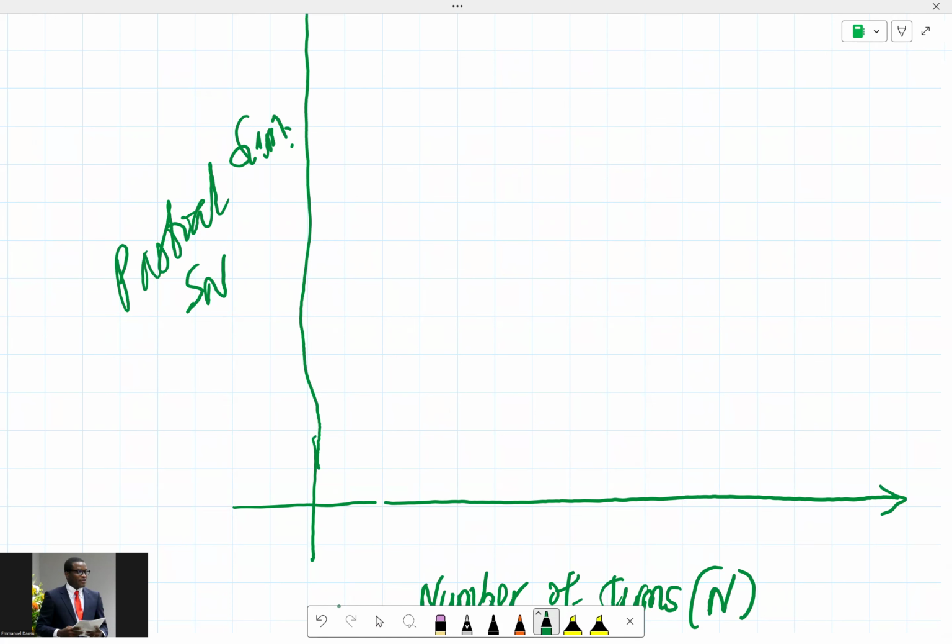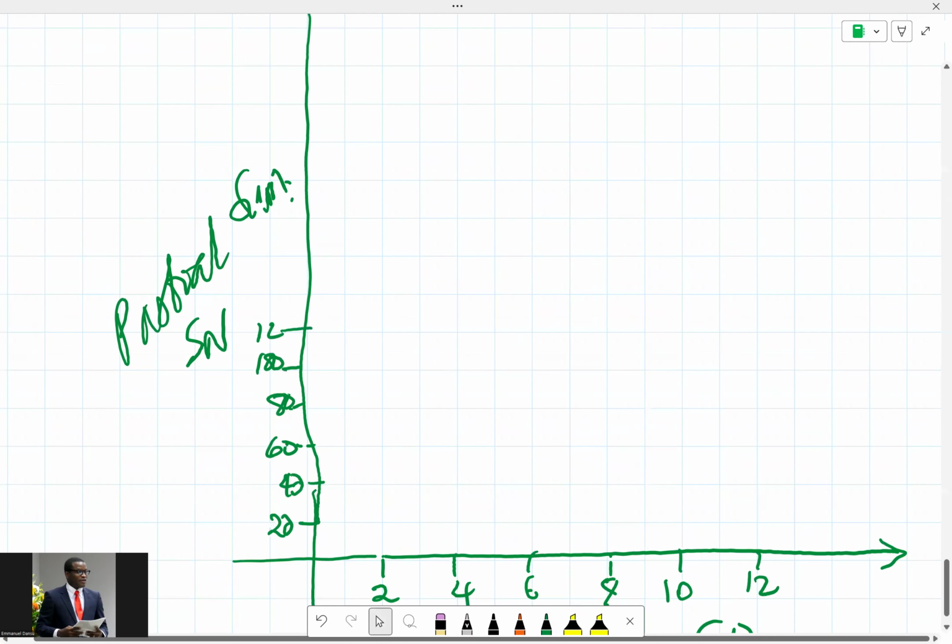And how do we label this? We can label it 1 to 10. So we can say 2, 4, 6, 8, and 10, or we can even do 12. All right, so 1, 2, 3, 4. On this other side, this is 20, this is 40, this is 60, this is 80, this is 100, this is 120. Or should I even make it bigger?